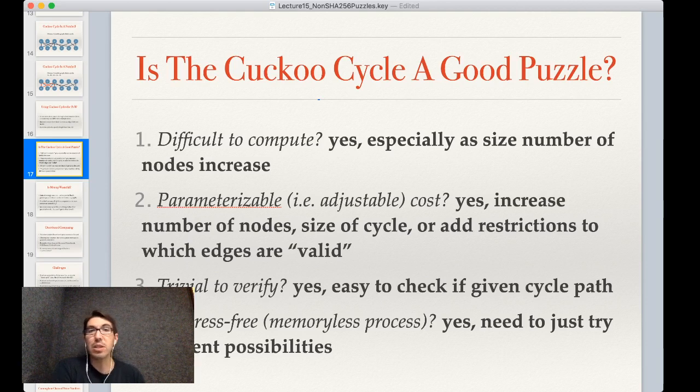However, given a cycle, it's trivial to verify. And it's progress-free. You really just need to try different possibilities. You never know if you're going down the right path or not. So this is another variation, like I said, of an ASIC-resistant puzzle. There are others out there, but these two examples hopefully give you a chance to see how we can be ASIC-resistant just by ensuring that we are memory-bound and memory-hard.